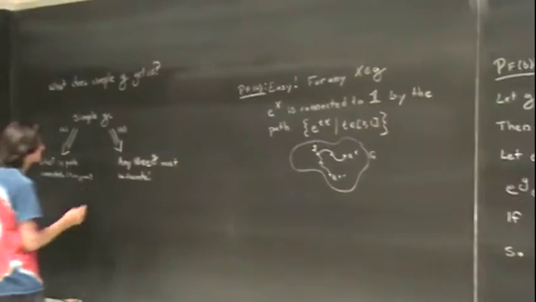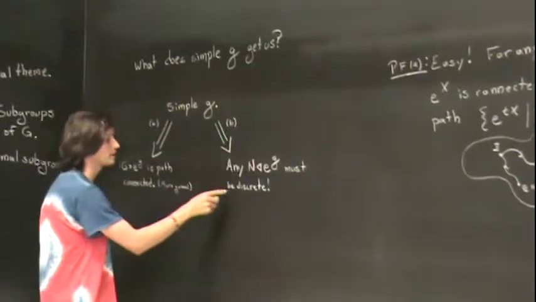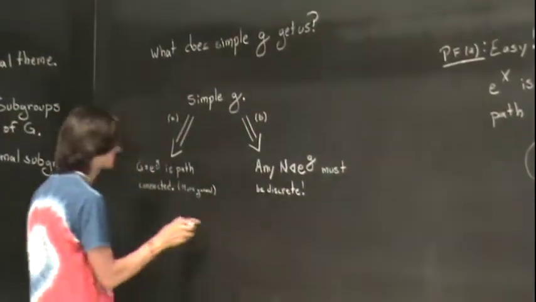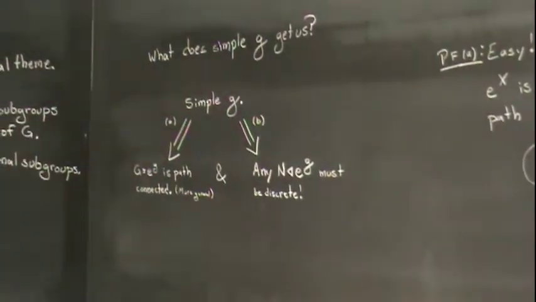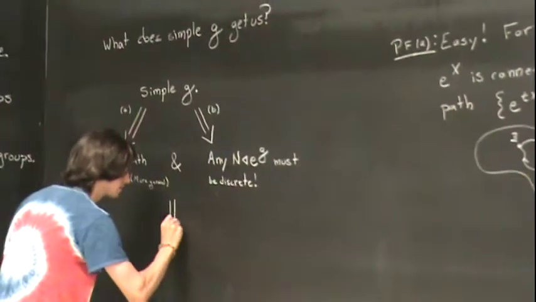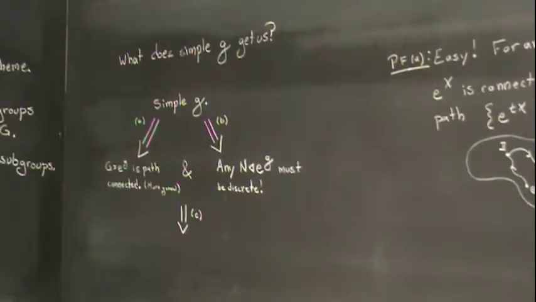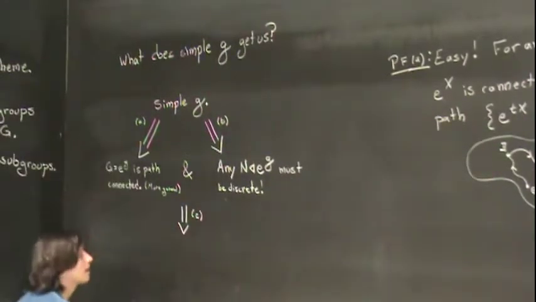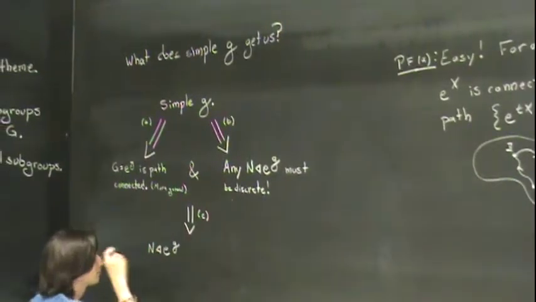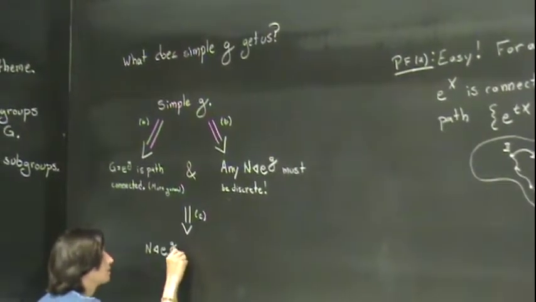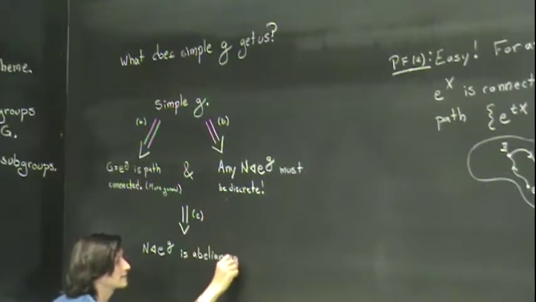And so the final statement is to say, what happens if we combine these two? We use the fact that it's discrete plus the fact that it's path connected. What do we get? Well, this is statement C. And statement C turns out to be the fact that all of the normal subgroups of this Lie group are abelian and central.